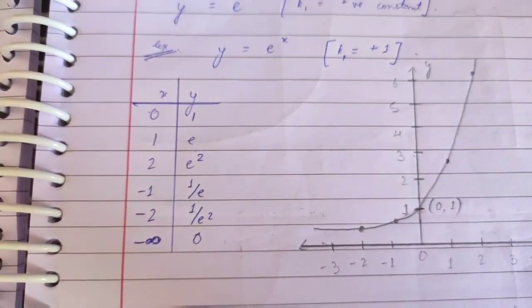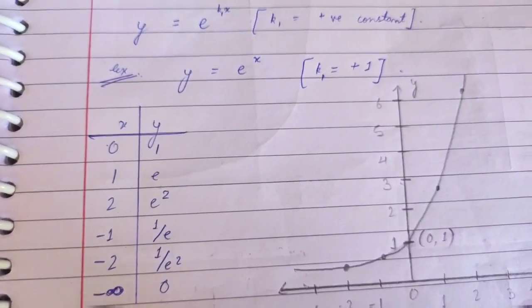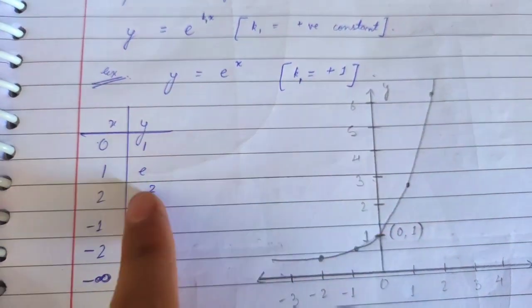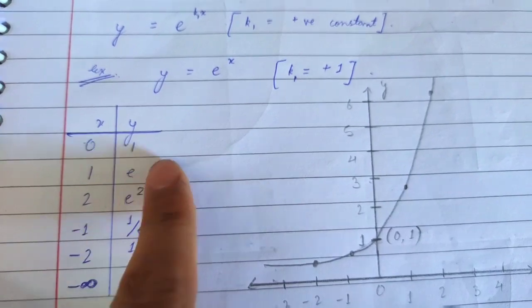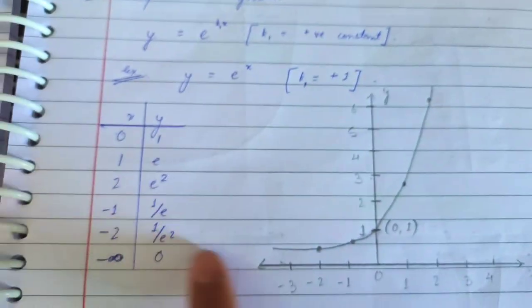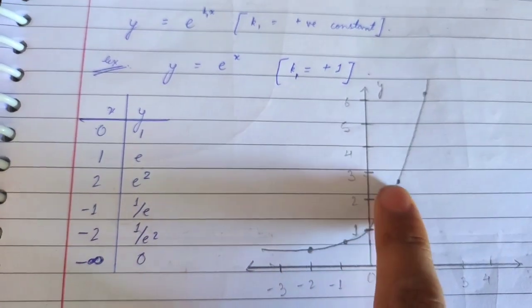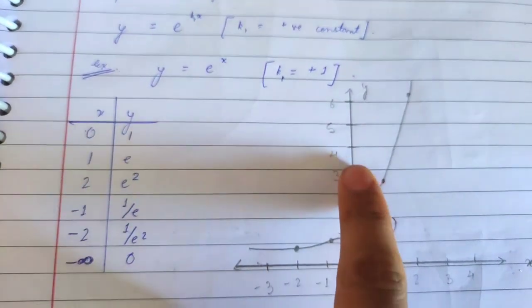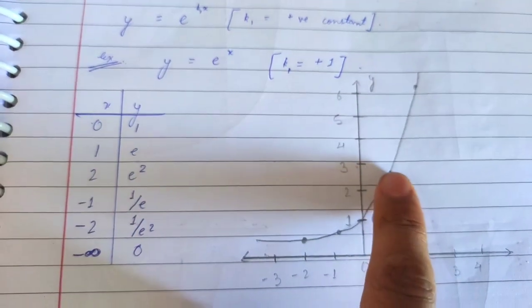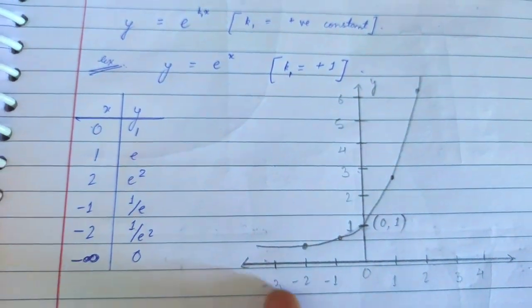Now we will just plot the points. First is 0 comma 1, second is 1 comma e, and the value of e is 2.718, so 1 comma 2.718, it will lie between 2 and 3. So that's how we have plotted it. Similarly, we will plot the different points.